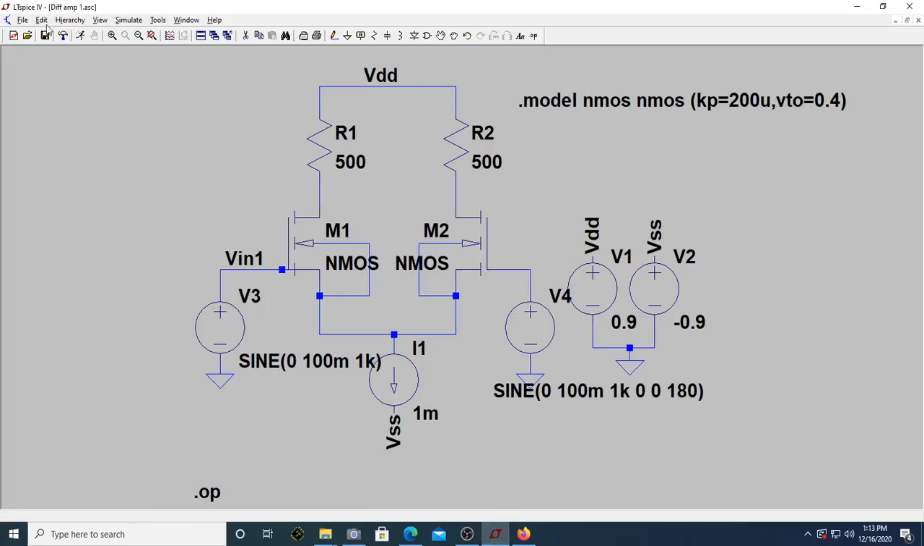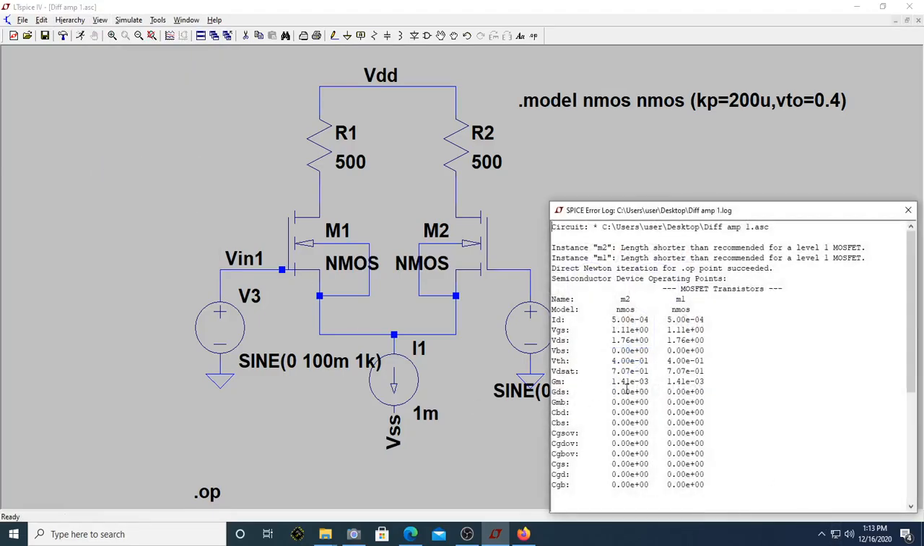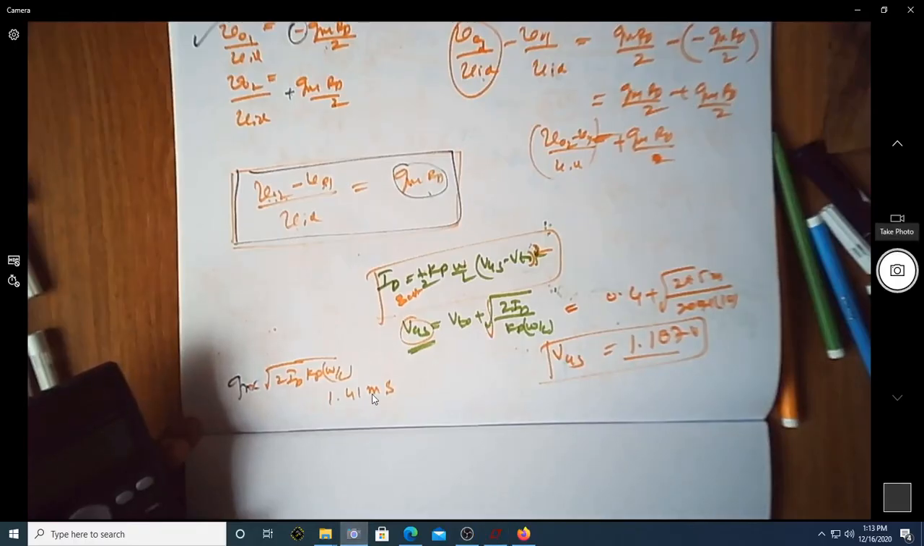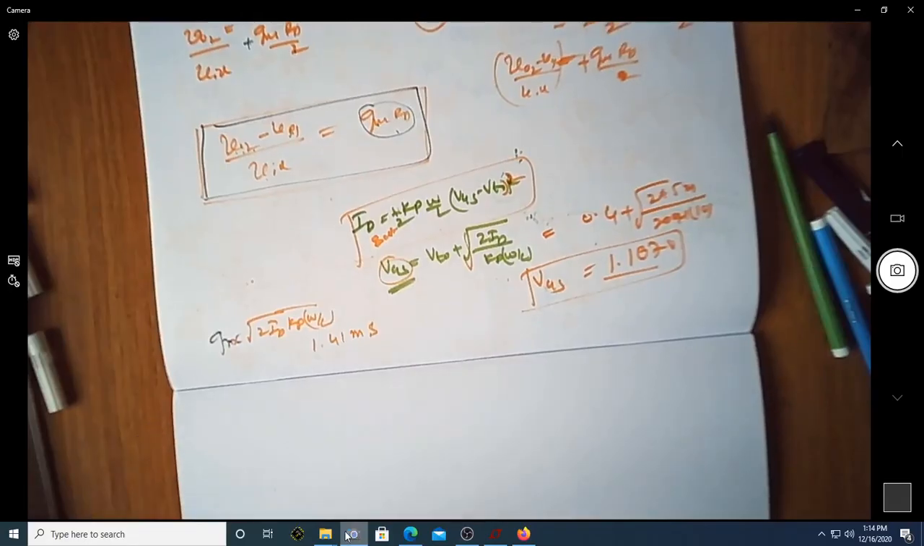So this is the value of GM that we can verify here also. Let me go to this view and then go to this error log. You can find the value of GM. Can you see here? This GM value is 1.41, which is expected here. This is 1.41 millisiemens, which is exactly seen here. So this is the value of GM. Since we know the value of GM, we can now predict the gain of the amplifier. What is the single-ended gain, what is the differential gain, we can certainly find out. So I'll just go back to this.